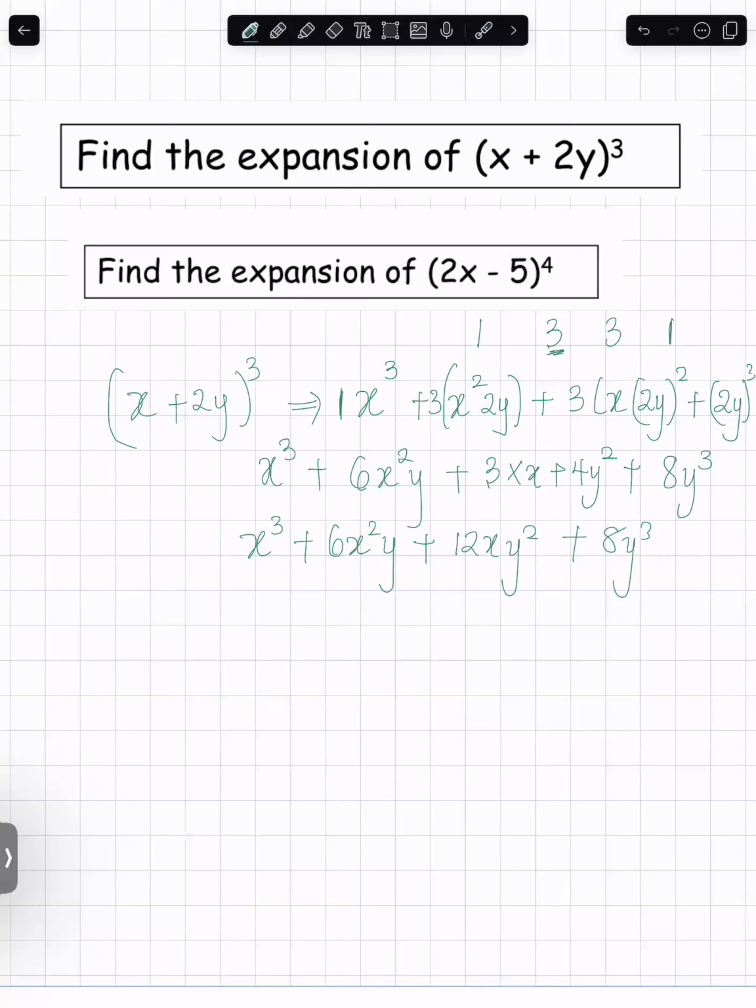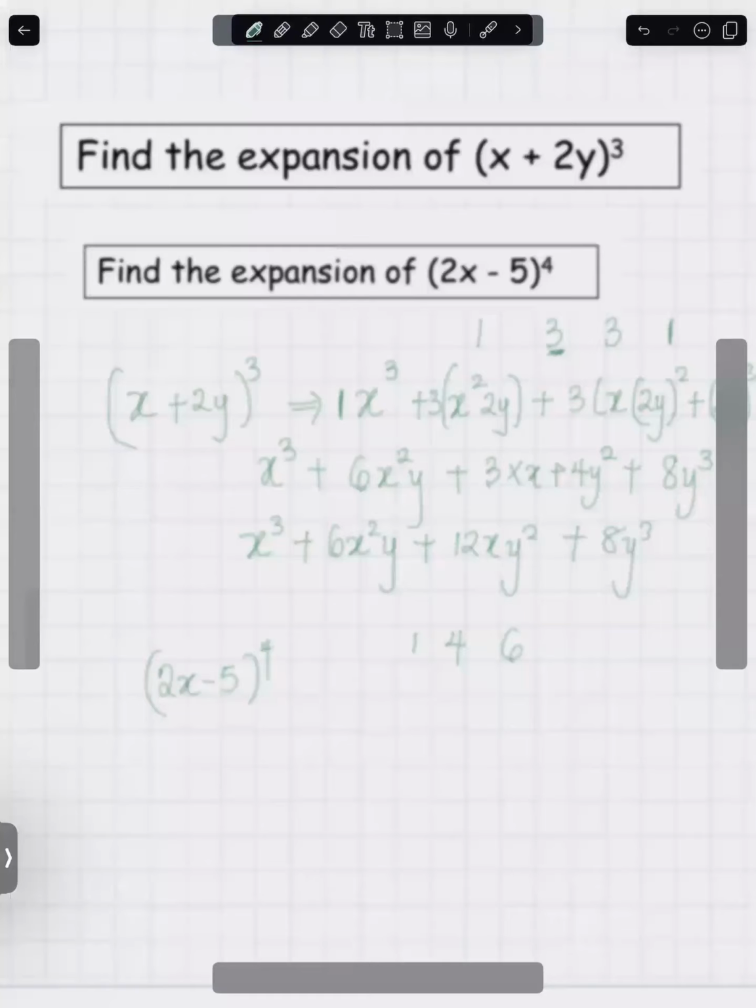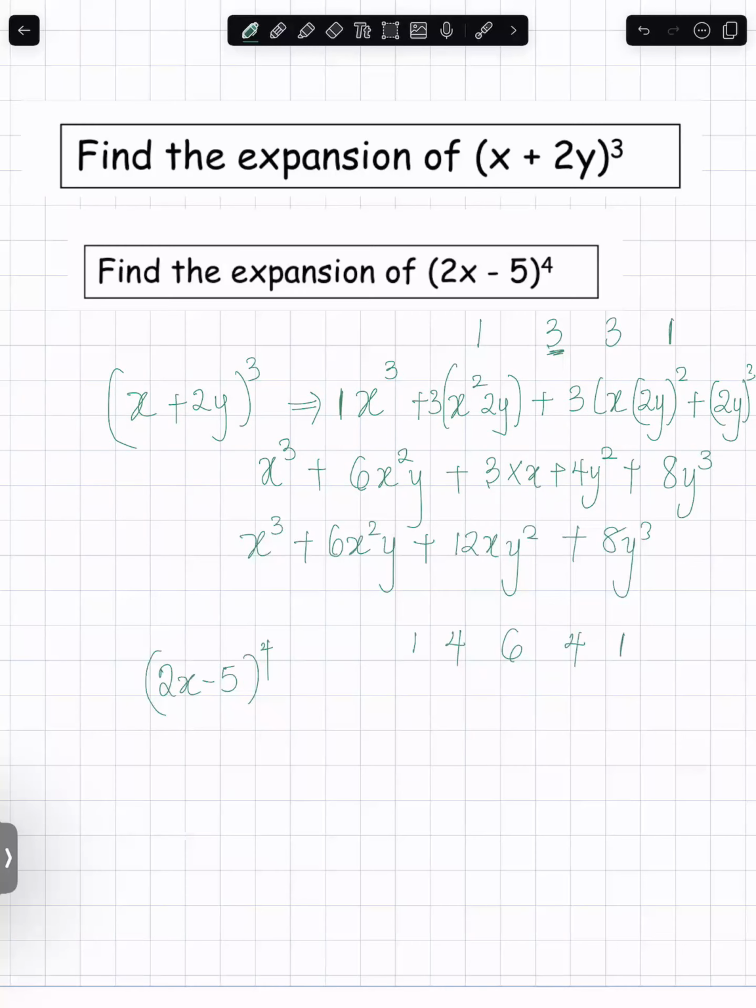I will just go for the other example of 2x minus 5 raised to 4. Okay, on this, you just write our 4 is 1, 4, 6, 4, 1. Okay, that is the expansion for power 4. We have it as 1, 4, 6, 4 and 1. So this is what I have here.